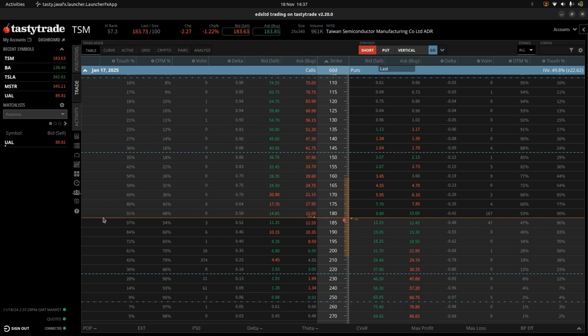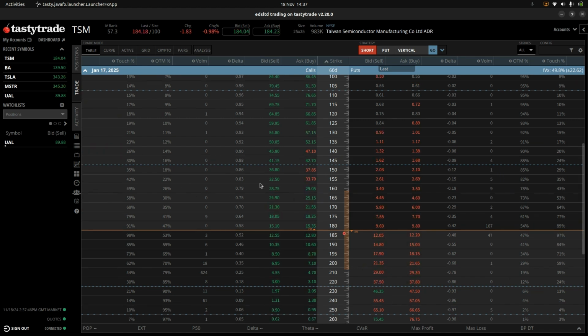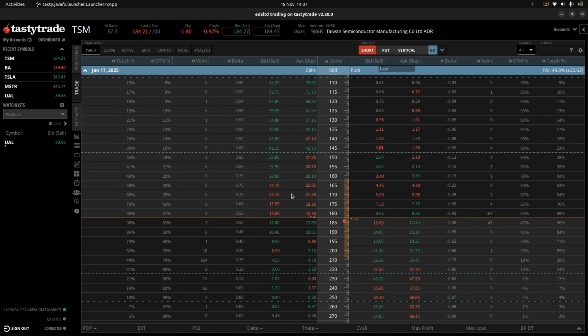Your orange horizontal line here shows you where price of TSM currently is with respect to the strikes, and the orange vertical bar shows you what the expected move is of TSM over the next 60 days. These dotted blue lines are your standard deviation levels. This is your first standard deviation level. Then a bit further out, you've got two standard deviations, so on and so forth.